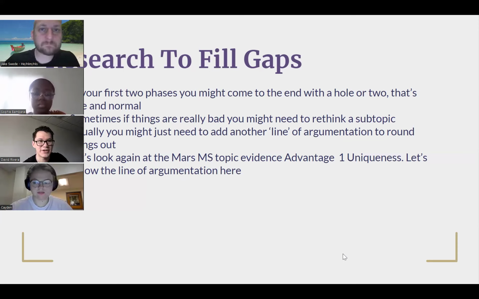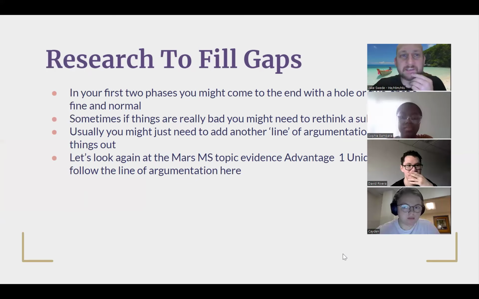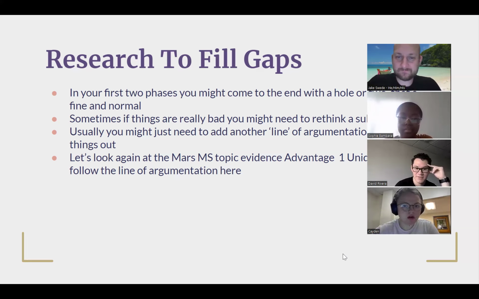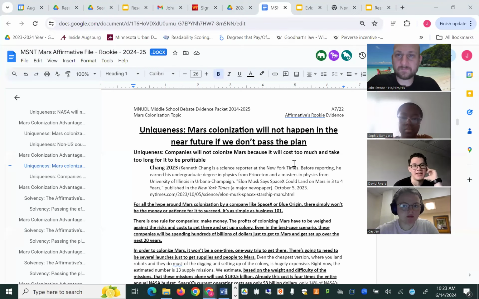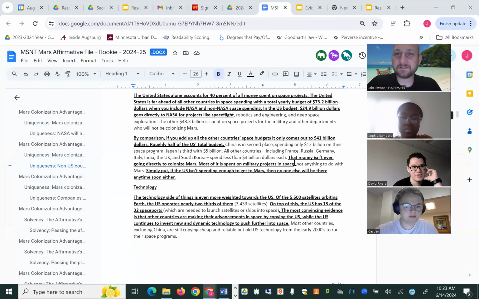I'm sorry, which cards are we looking at in that file? You want to open the file called MSNT Mars Affirmative File Rookie and the evidence that says uniqueness at the top. So it should be pages 3, 5, and 7. Thank you. You'll notice the formatting in this is weird. It's creating page breaks. When we talk about editing, we'll talk about why that is. I'm going to resume sharing so that the crowd can see it.